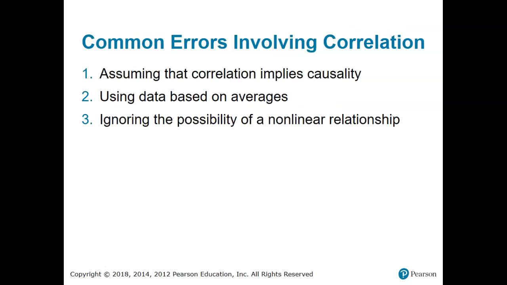So some common errors that you might encounter are assuming that correlation implies causality, like we just talked about, using data based on averages, and ignoring the possibility of a nonlinear relationship. So the third one there, what we learn in this section is not going to apply if some other type of nonlinear relationship exists.